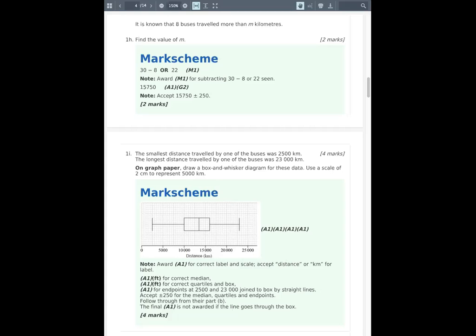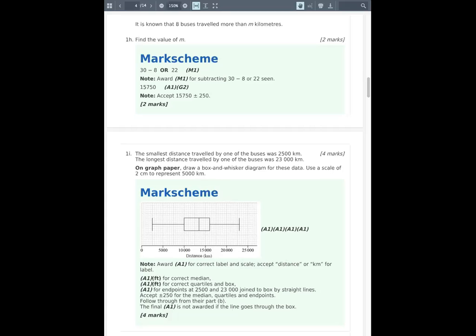Okay, so from what I know, it says 8 buses traveled more than m kilometers, so I guess you can just subtract 8, so you know that everything above 22, those are the buses that traveled more. Everything below 22, that's the buses that traveled less. That's the only way I can explain it. Does that make a little bit more sense?